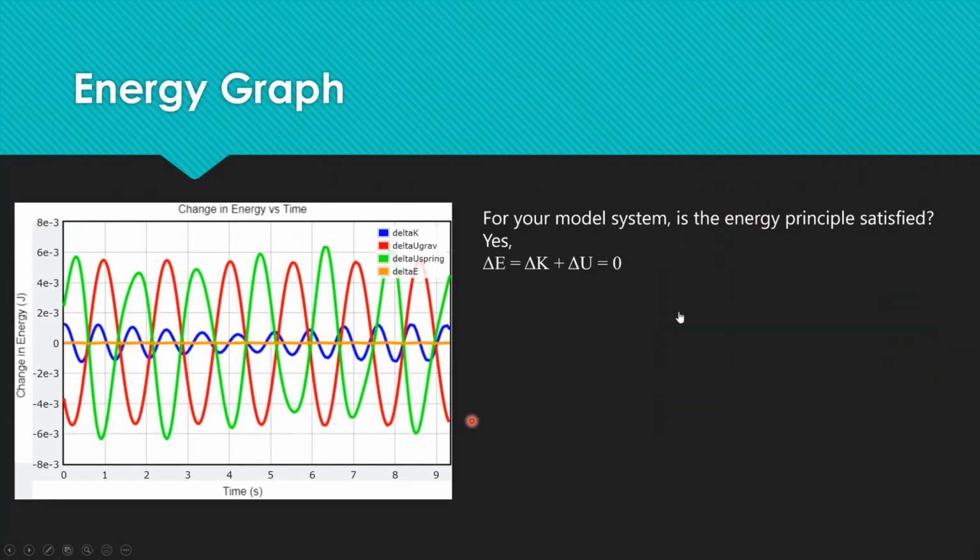We were also given this change in energy graph. As you can see, the blue line represents the change in kinetic, the red line represents the change in potential gravitational energy, and the green line represents the change in potential spring energy. We were asked a question for your model system: is the energy principle satisfied? We found that to be true because, as you can see, the orange line, which represents change in total energy, is 0 at all times because the change in kinetic energy and the change in potential energy cancel out.